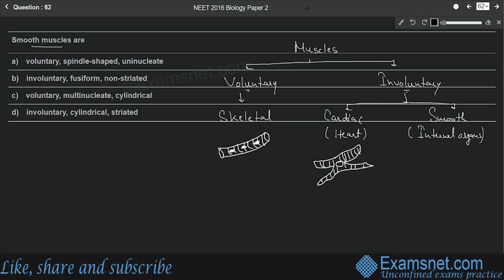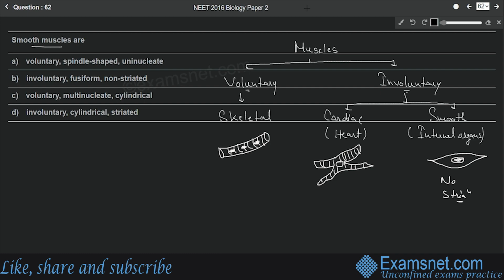Now smooth muscles, so it looks like this. Both the ends are tapering. Okay, tapering ends. It is also uninucleate, one nucleus is there, but there are no striations here. No striations, as you can see, whereas skeletal muscle and cardiac muscles have striations.